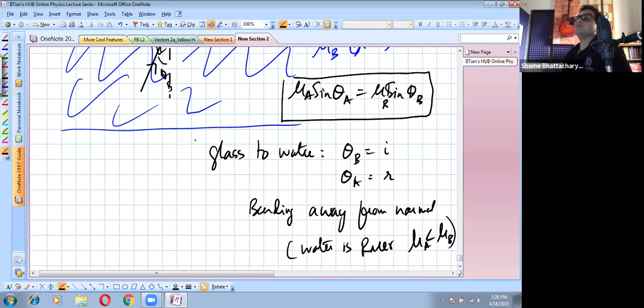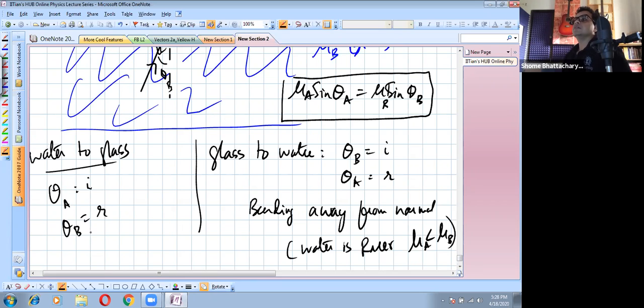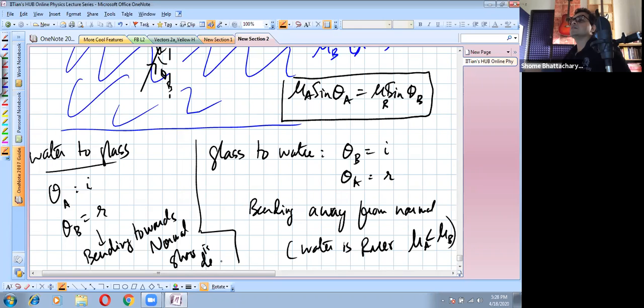But in the other case, if I am going from water to glass, where I have reversed my rays, then it's just the reverse. Theta a is the angle of incidence and theta b is the angle of refraction. So it is bending towards the normal, because it is going into glass from water. So glass being denser, this is what is happening.